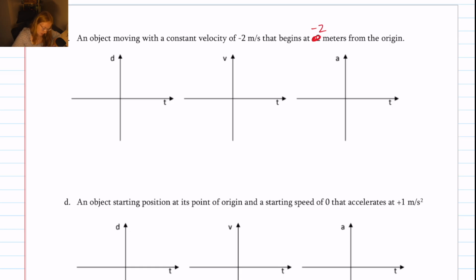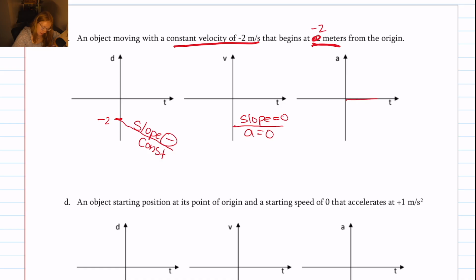So this one is almost the same. Constant velocity of -2, but it begins -2 from the origin. So let's actually start it at -2, and it's going to have that constant negative velocity. So it's still going to have the same shape. We still have a slope that's negative and constant, so the velocity should still be negative and constant. Since it's constant, this slope is 0, meaning acceleration is 0, and then that would be it.